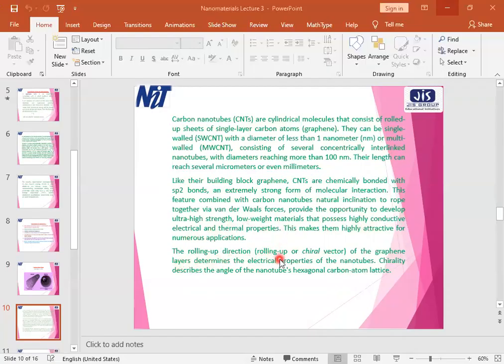The rolling up direction is called the chiral vector. The chiral vector of the graphene layers determines the electrical properties of the nanotube. So on the basis of the rolling up direction, the electrical properties will be decided. Chirality describes the angle of the nanotube's hexagonal carbon atom lattice.